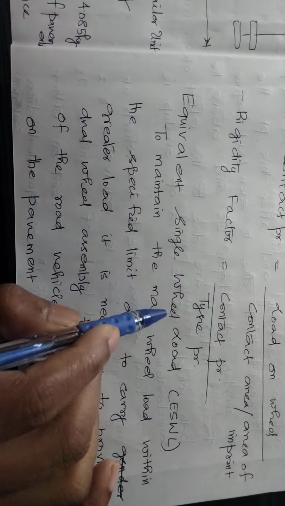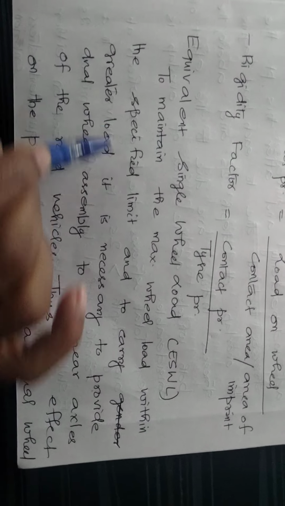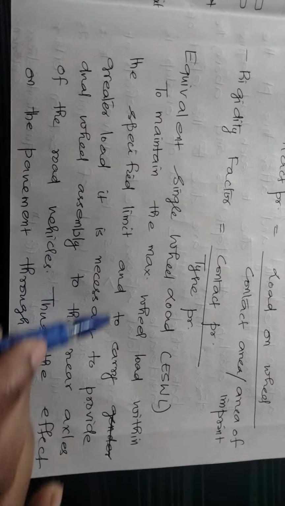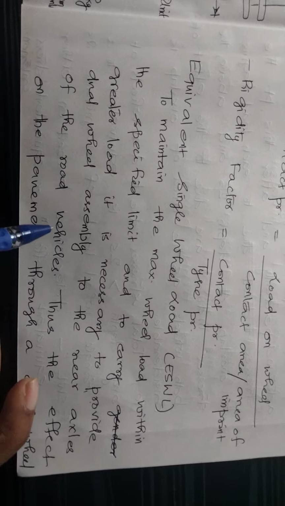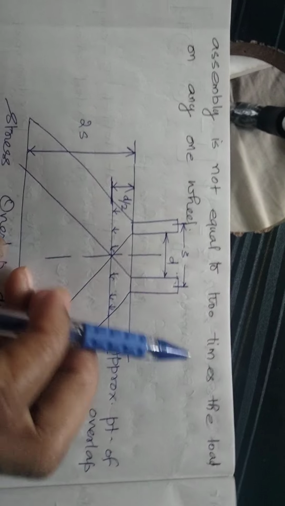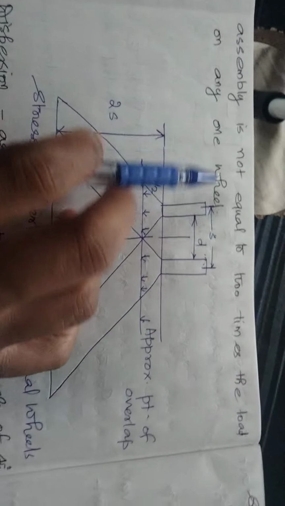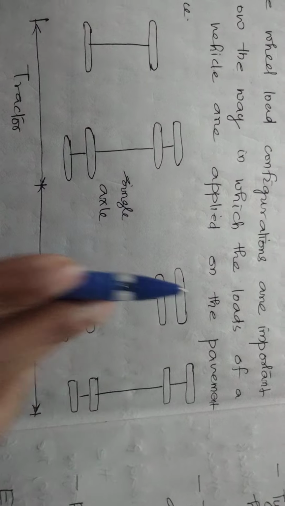The next term is equivalent single wheel load. To maintain the maximum wheel load within the specified limit and to carry greater load, it is necessary to provide dual wheel assembly to the rear axles of road vehicles. Thus, the effect on the pavement through a dual wheel assembly is not equal to 2 times the load on any one wheel. We need to consider the dual wheel assembly, that is this one. This is a single axle with a dual wheel assembly.